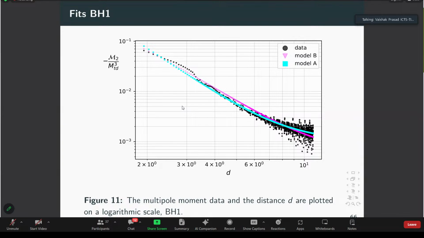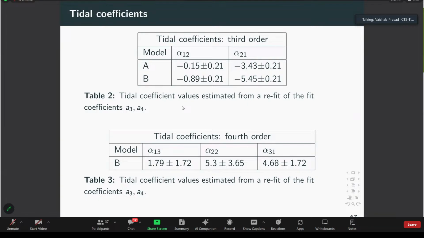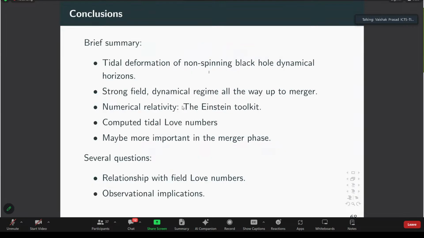And these are non-spinning black holes. So this shows that even non-spinning black holes deform. And we could successfully compute these tidal coefficients. The first few tidal coefficients are shown here. And these could be called the strong field Love numbers of black holes.